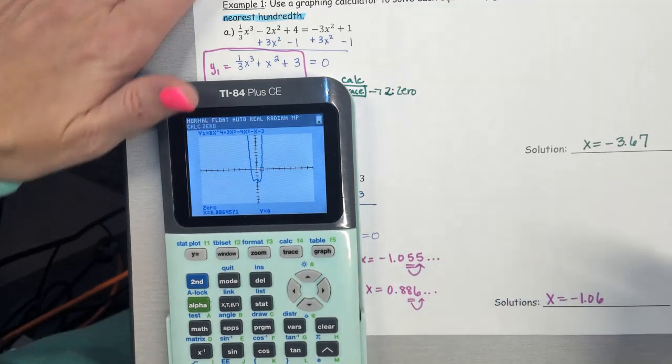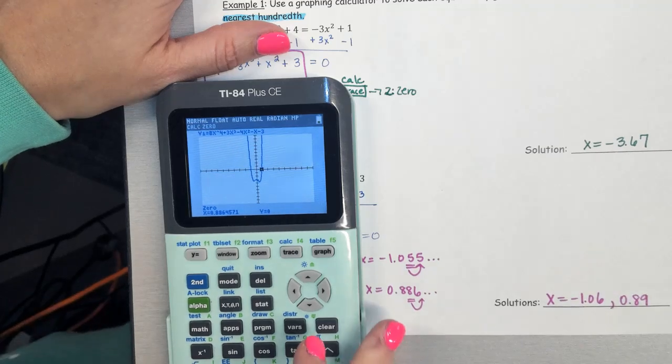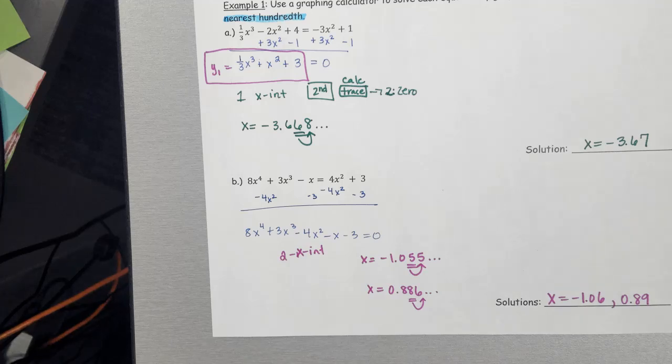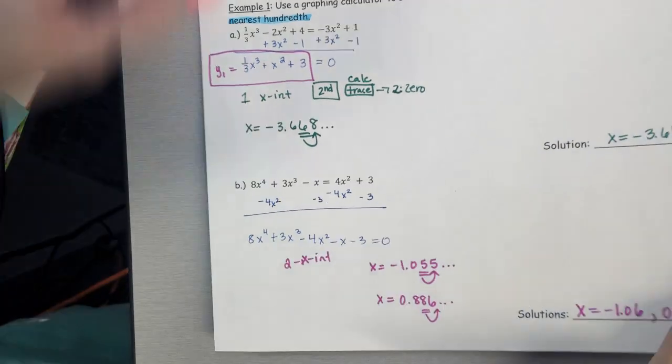Okay. And you can just put a comma between those. So 0.89. All right, any questions for me on finding the x-intercepts with your calculator? Okay, very similar to things that we've done before, okay?